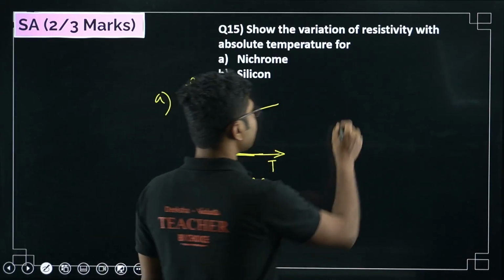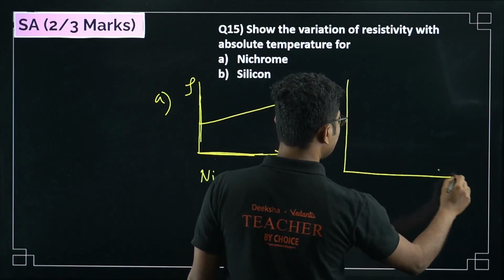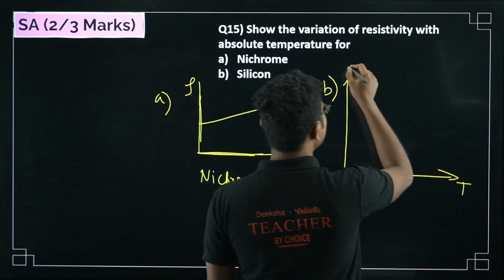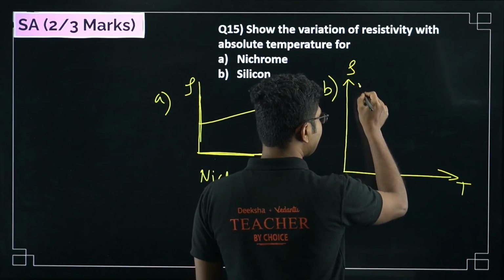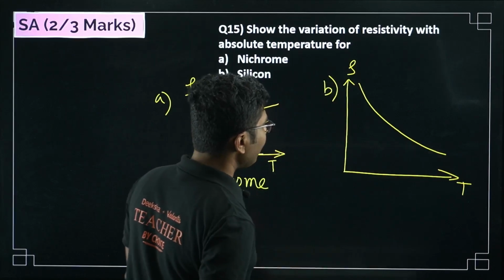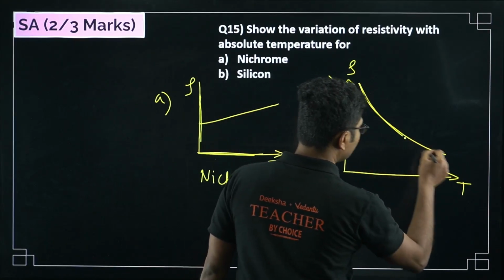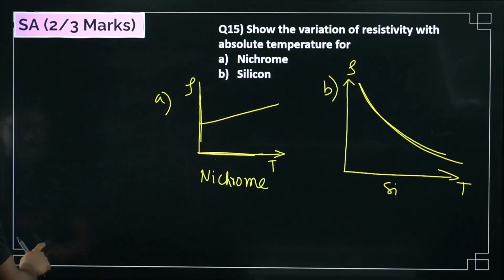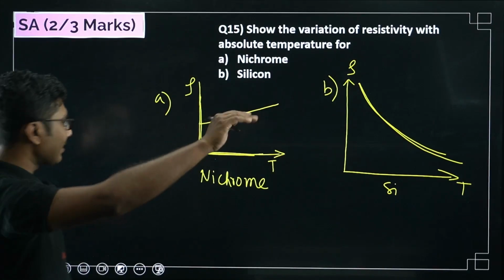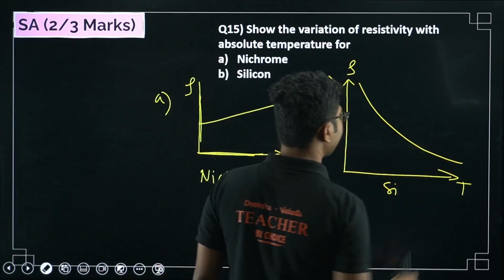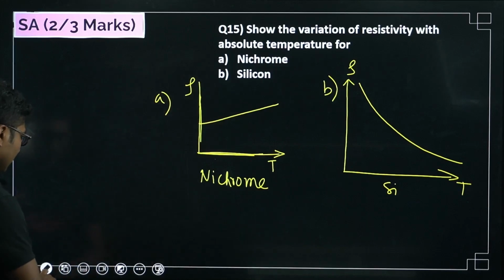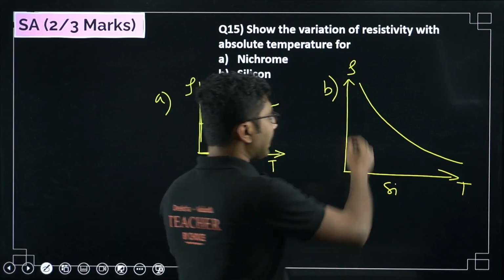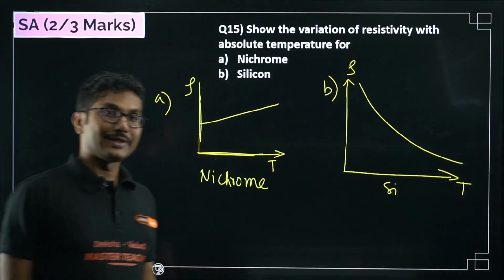Whereas for silicon, which is a semiconductor, how does its resistivity change with temperature? Its resistivity decreases. So this is the resistivity graph for silicon. Remember that nichrome remains almost constant. It is not an exactly constant, flat line. If you change the temperature very high, then slowly its resistivity increases by a small amount, but for silicon it is decreasing. That is very, very important.